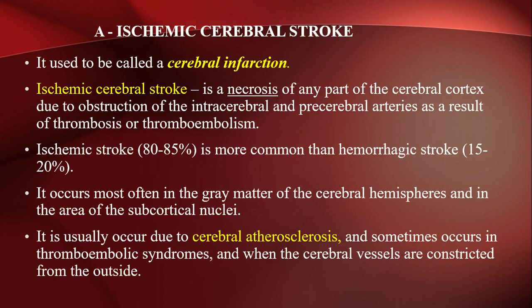The ischemic cerebral stroke used to be called cerebral infarction. Ischemic cerebral stroke is a necrosis of any part of the cerebral cortex due to obstruction of the intracerebral and precerebral arteries as a result of thrombosis and thromboembolism. Ischemic stroke is more common than hemorrhagic stroke. It occurs most often in the gray matter of the cerebral hemispheres and in the area of the subcortical nuclei. It usually occurs due to cerebral atherosclerosis, and sometimes in thromboembolic syndromes and when the cerebral vessels are constricted from the outside.